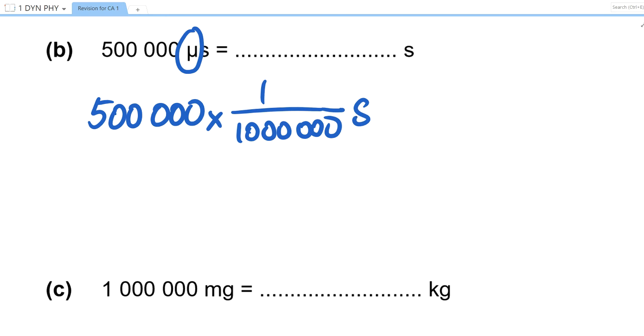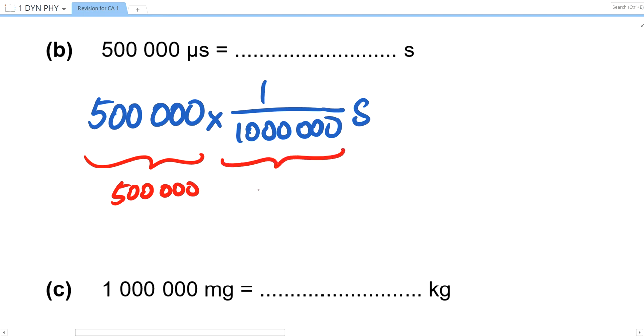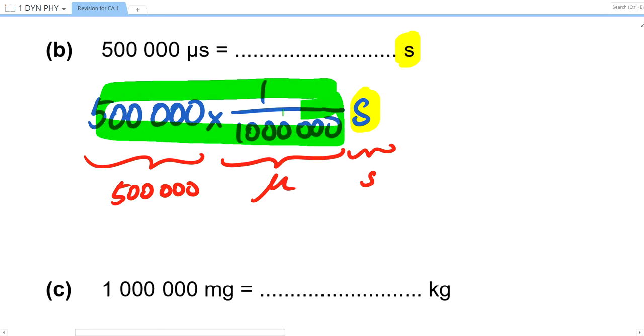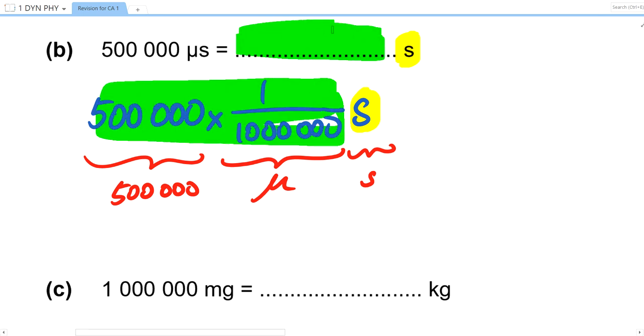Okay, so here we have, this is simply 500,000. This is micro, and this is seconds. I am just rewriting it. 500,000 microseconds. Okay, and our final answer, it has to be in seconds, right? Which is found here, isn't it? Well, if the two yellow parts are the same, they are all seconds. What do you think goes into the blank? The blank must be this. So what is this value according to your calculator? Are you sure? 0.5. That's the answer.